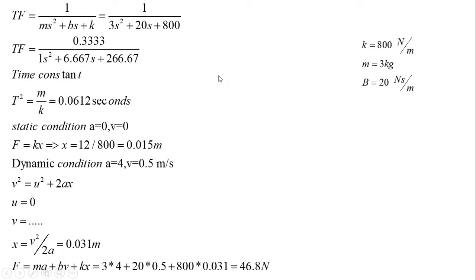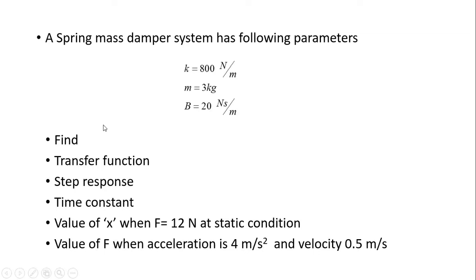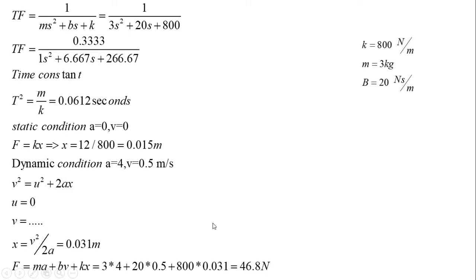F is equal to Kx, hence x is equal to F upon stiffness. Stiffness is 800, and force 12 Newton is given in the numerical. We put that value here and we get the answer: x is equal to 0.015 meter.